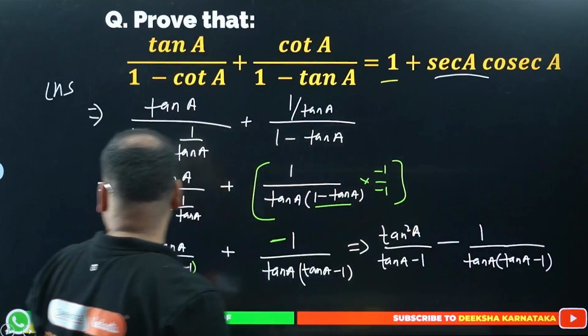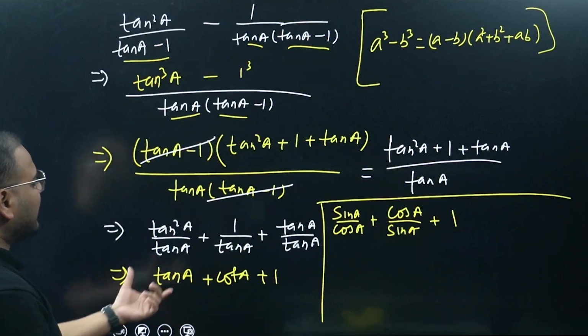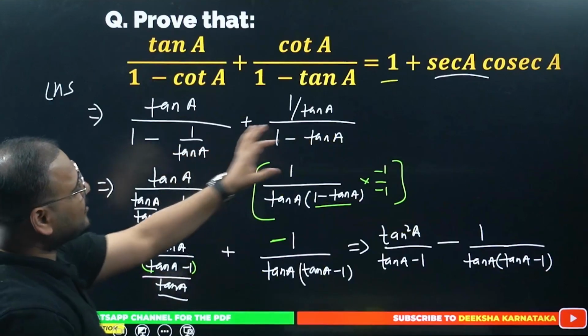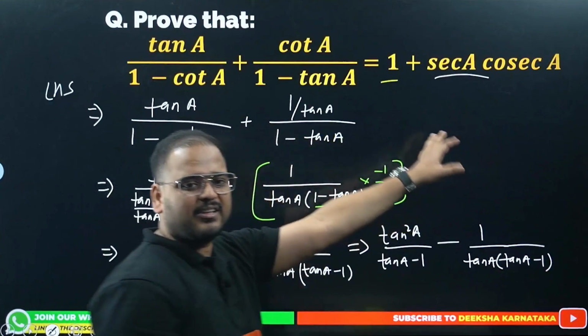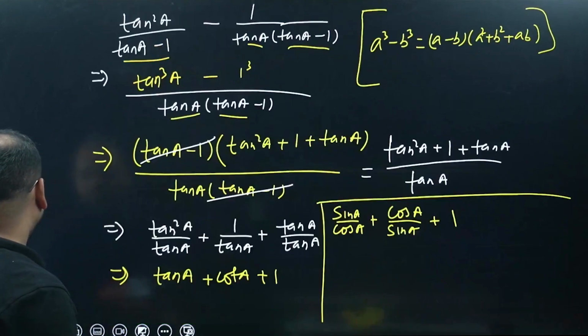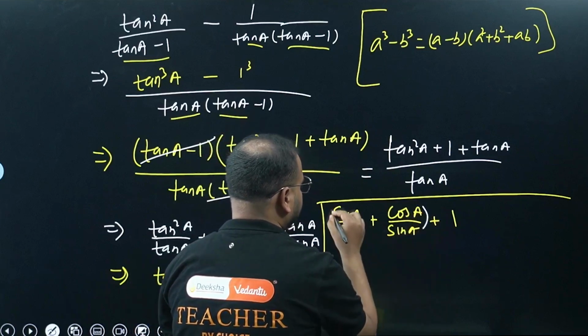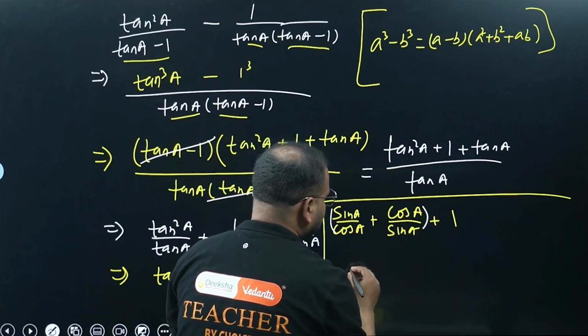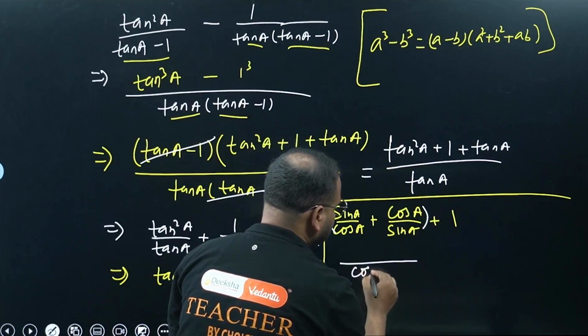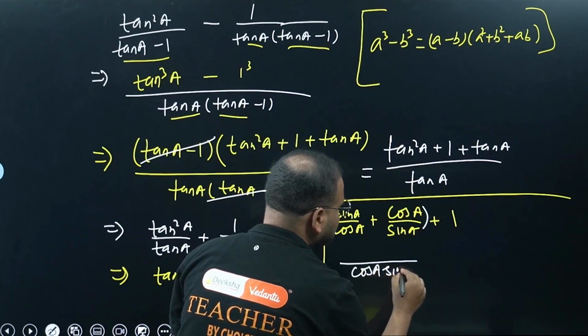We'll keep 1 as it is, and we are converting tan and cot into sin and cos to make sec a and cosec a. There is no tan and cot here. So let's check here. This becomes sin and cos. Take LCM here for these two terms only. So LCM will be cos a into sin a. I hope you are getting the answer from here onwards.